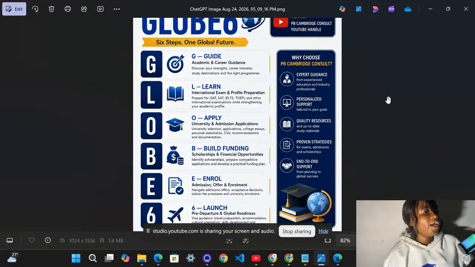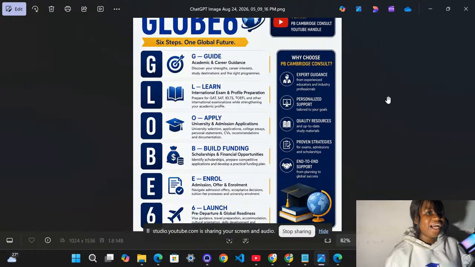So the Globe 6, the PB Cambridge Globe 6. We have the G, which is the guide. And under the guide, we have the academic and career guidance. The academic and career guidance is actually where you discover your strengths. It's where you get to know the right program for you.